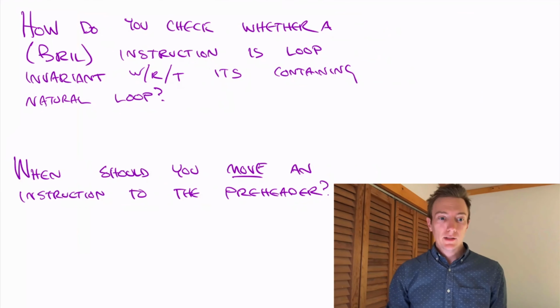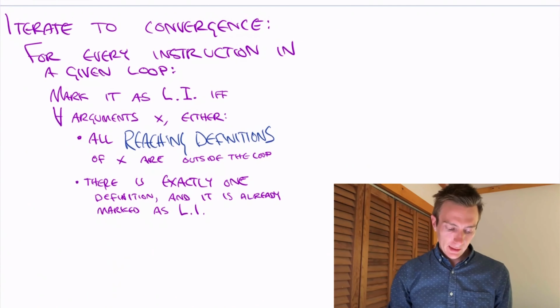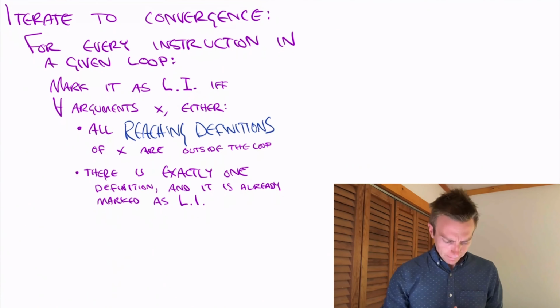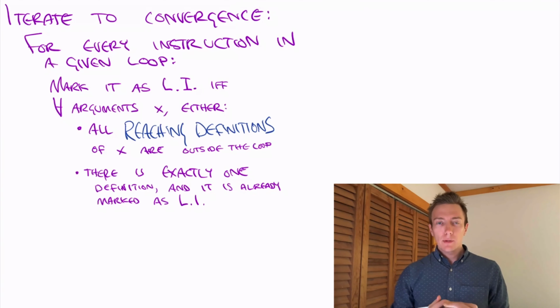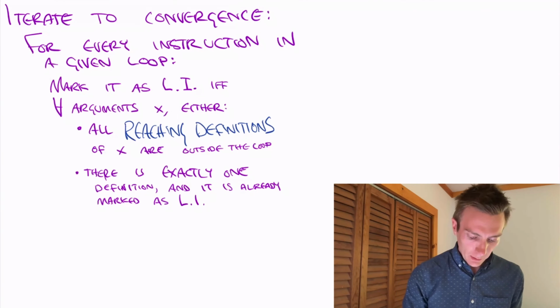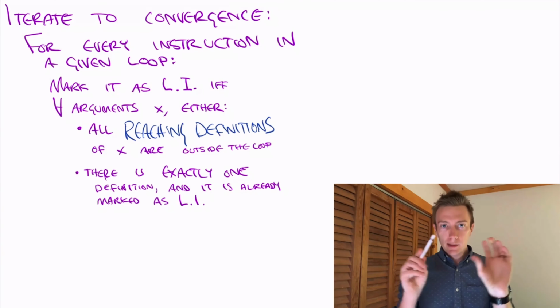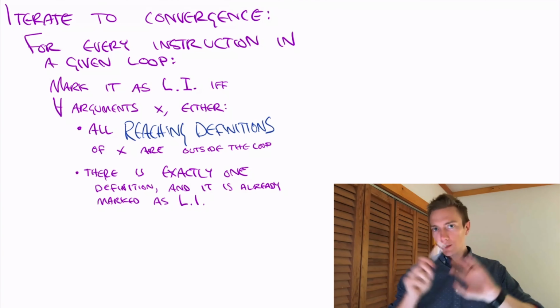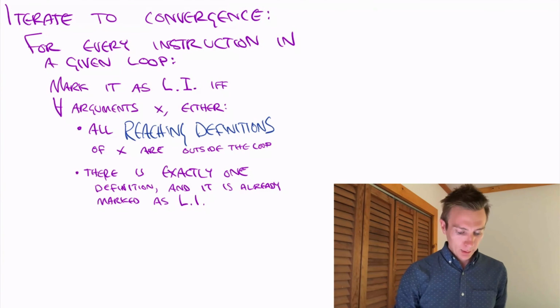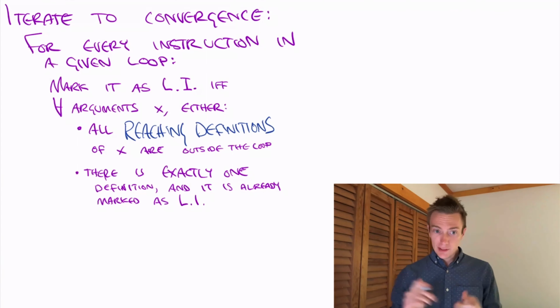I wrote my answer in the form of pseudocode, maybe unsurprisingly. I wrote the pseudocode that does this whole iterate to convergence thing. And its job is to mark every single instruction in the loop as loop invariant or not loop invariant. So the way this is going to work is we iterate to convergence, processing every instruction in the loop. And slowly we're going to mark more and more instructions as loop invariant until we can find no more, and then we'll be done. We'll have added these markers everywhere that we can.